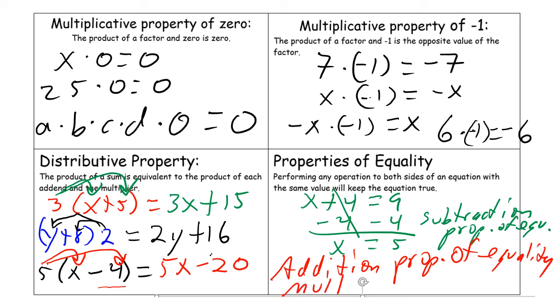That means you add the same thing to both sides. We have the multiplication property of equality. And we have the division property of equality. That means we divide both sides by the same thing. Whatever we do to one side of an equation, we have to do the same thing to the other side. That's how we keep the equal sign valid.